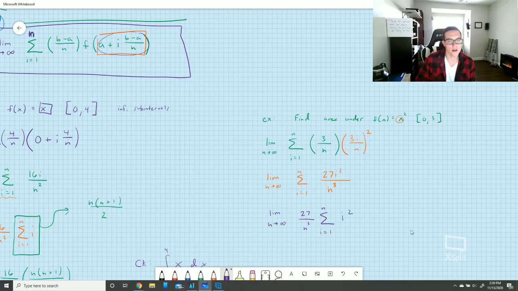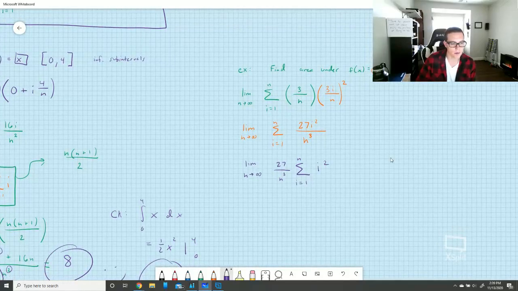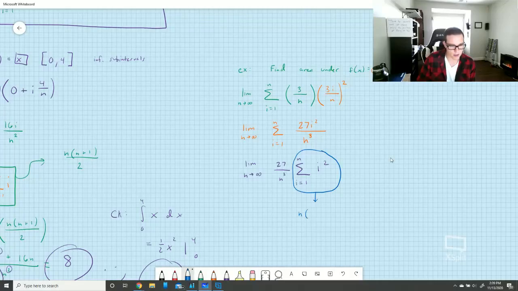And where are we at here? It's the second thing that we needed. This we have proved before. We know that this is n times 2n plus 1 times n plus 1 over 6. And then we have this 27 over n cubed. Limit as n approaches infinity. We gotta solve it all out and we're done.